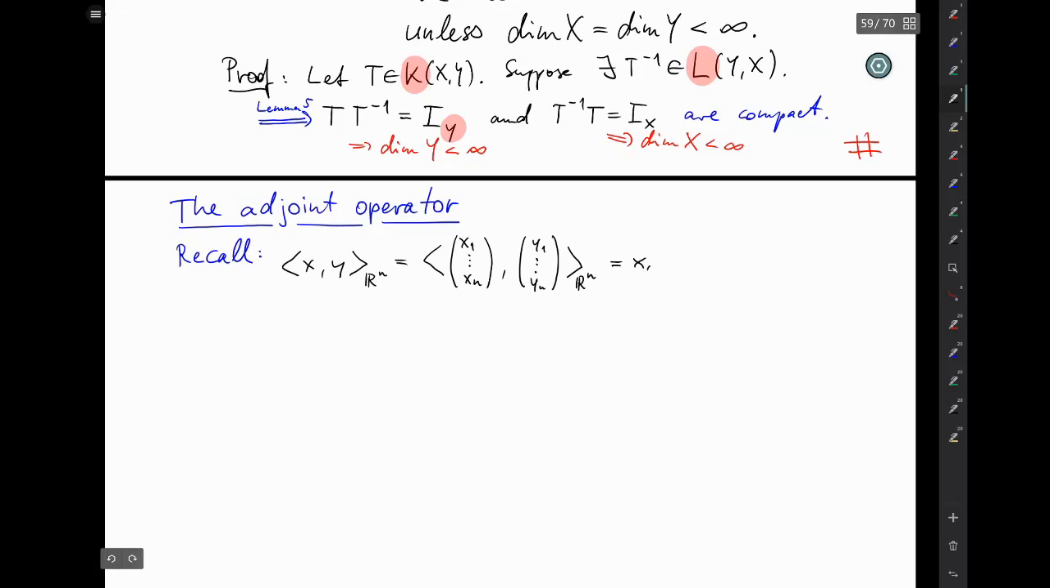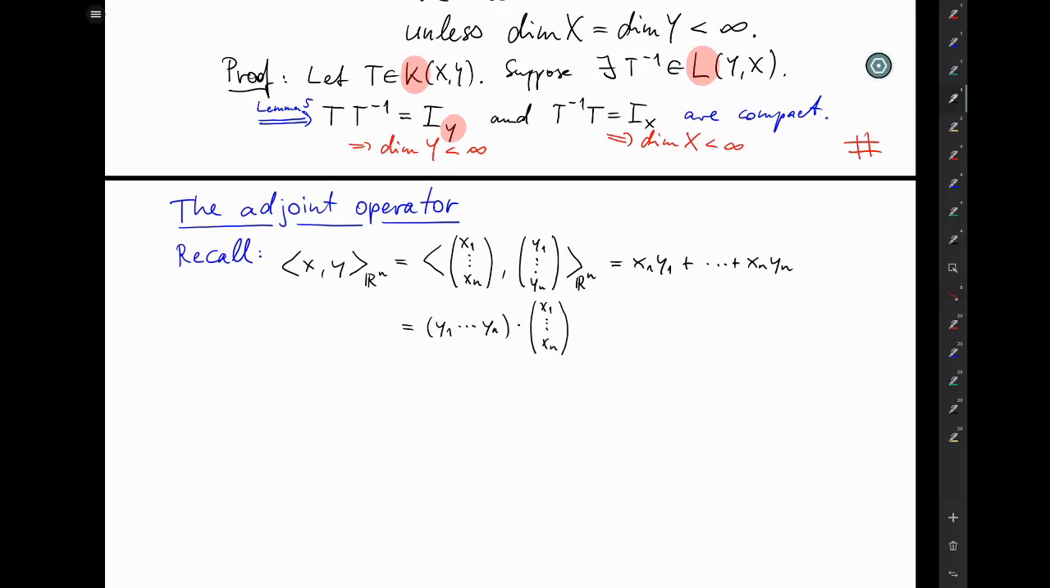You just multiply x1 by y1, x2 by y2, and so on until you end up at the last position. But this expression can also be written as the product of two matrices, which are a 1 by n matrix and an n by 1 matrix. And this just denotes the usual matrix product. So the result will be a 1 by 1 matrix that we just interpret as this number.